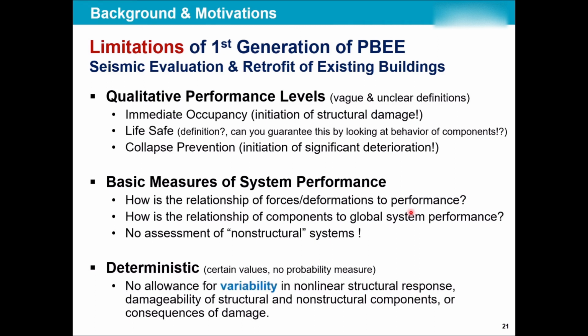And then everything was deterministic. All of the stuff that I showed you so far were certain values. There wasn't any probability, there wasn't any chance of reaching certain points. So there wasn't any variability in the nonlinear structural response. It was saying, okay, your beam is this, so this will be your performance. But is that 100% true? That was the question that the researchers faced after the first generation and started thinking about.